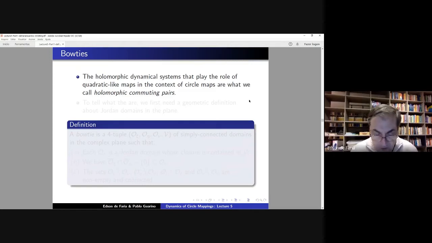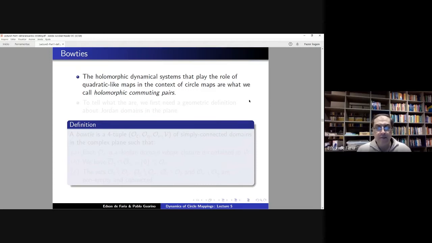So how do you do this Sullivan strategy on the circle? We have already steps 1 and 2 because they are real variable things, and we have already proven the real bounds and also the quasi-symmetric rigidity of these critical circle maps. What we need is an analog of the so-called quadratic-like maps. And these are called holomorphic dynamical systems, okay? This is something I contributed in my thesis a long time ago.